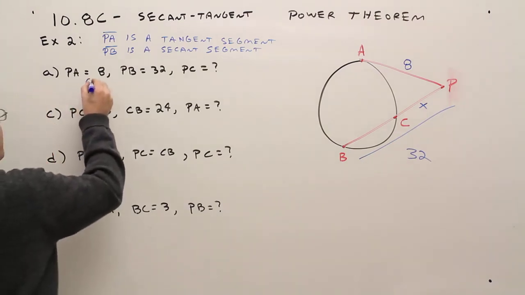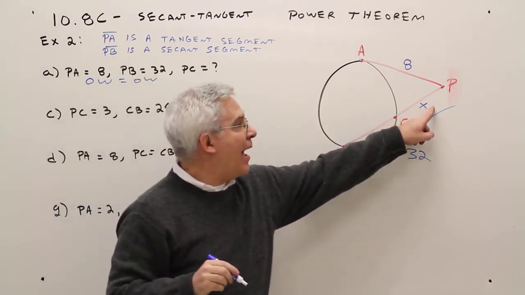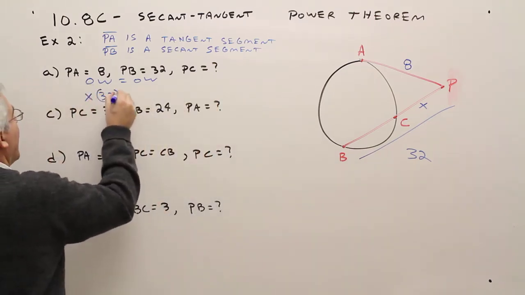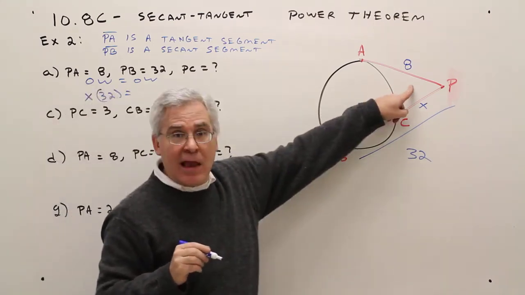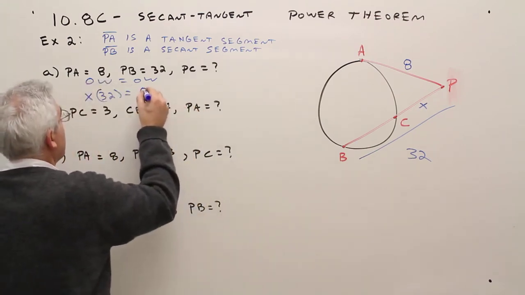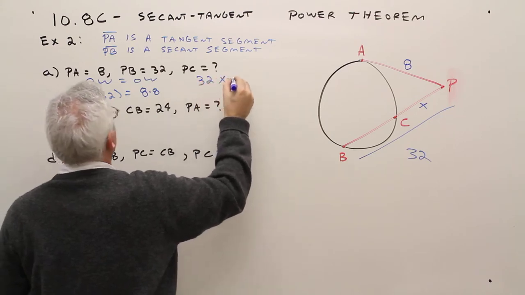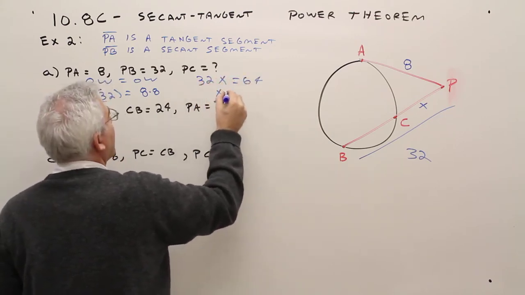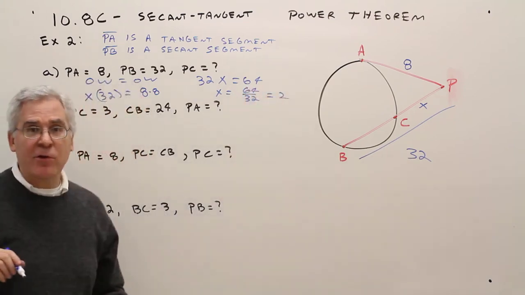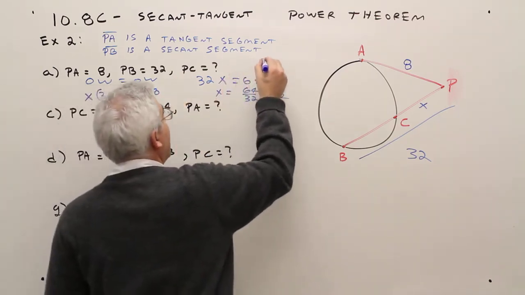Okay, so I'll start with OW equals OW. So I'll say X times 32 equals 8 times 8. 8 is the outside and 8 is the whole. Alright, so basically I've got 32x equals 64. So x equals 64 over 32 equals 2. And make sure that you answer the question. X was PC, which is what I was looking for. So PC equals 2.